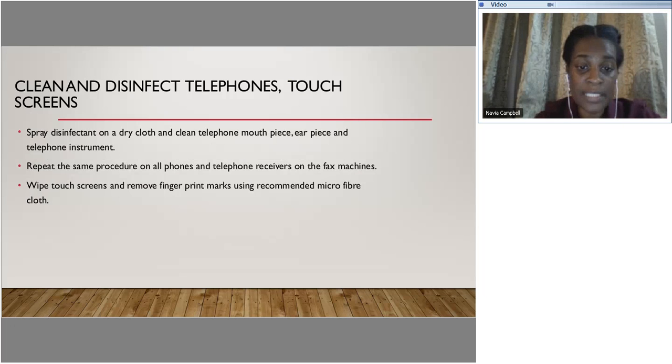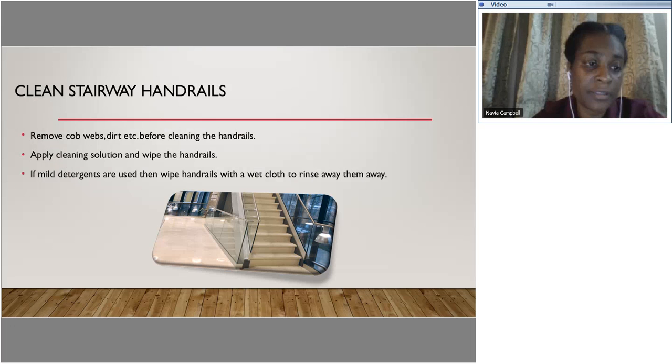Cleaning and disinfecting telephones and touch screens. Spray disinfectant on a dry cloth and clean the telephone mouthpiece, earpiece, and the telephone instrument thoroughly. Repeat the same procedure on all phones and telephone receivers, even on the fax machine. Wipe screens and remove fingerprint marks using the recommended microfiber cloth.